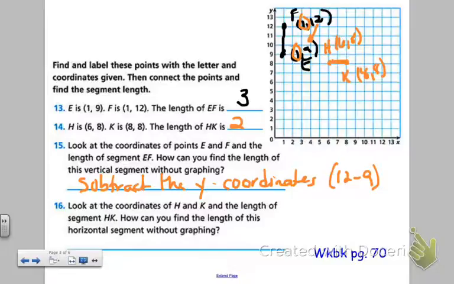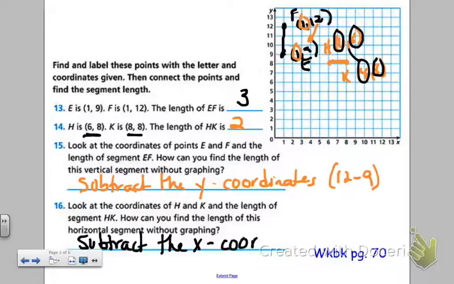Let's do that same thing, but now we're looking at number 16, the coordinates of H and K. How can we figure out the length of segment HK without graphing it? Imagine that we didn't graph it. Could we just use these coordinates, 6, 8, and 8, 8? In this case, you can see that the 8's, the y coordinates, are the same, but the x coordinates are different. Find the difference between them. Subtract the x coordinates. So in this case, I could subtract 8 and 6, and there's the 2.